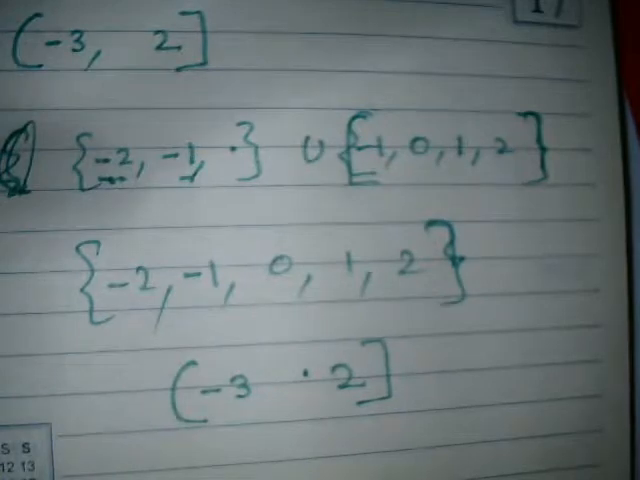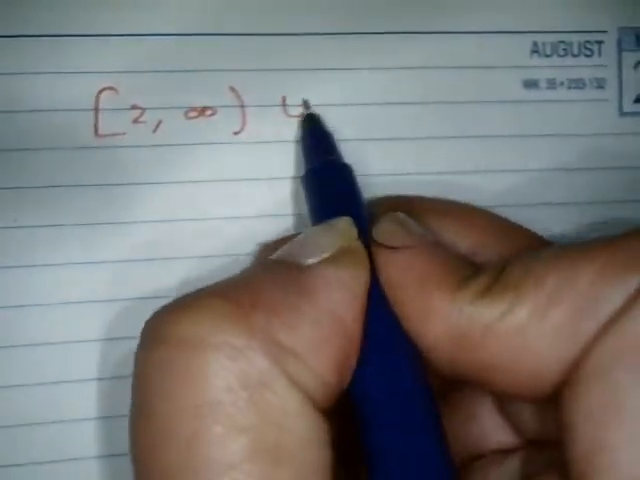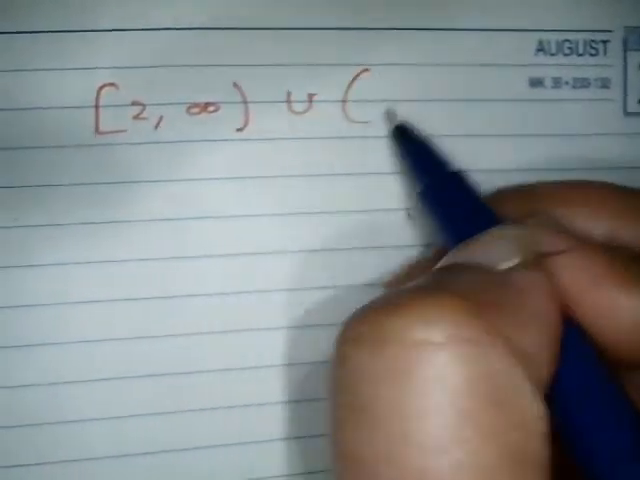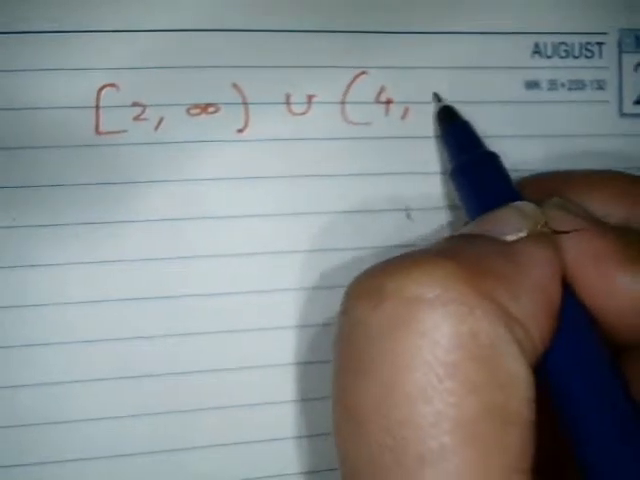That example is 2 to infinity, union, I need to calculate for 4, infinity. Okay, on 4 it is an open bracket, correct.